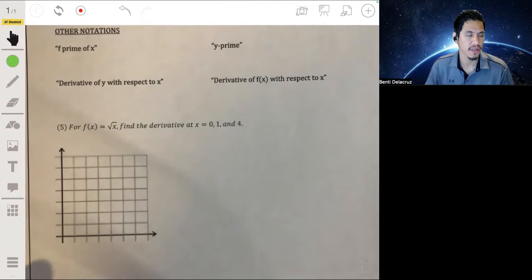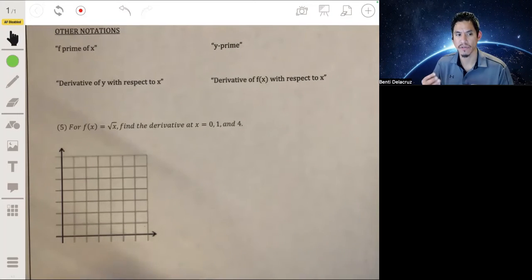All right, so in this video, we're going to look at some other notations for how we can write derivatives. And we're going to look at how we can calculate the actual numerical values of derivatives at specific points. And then we're going to look at the situations in which derivatives can fail to exist.